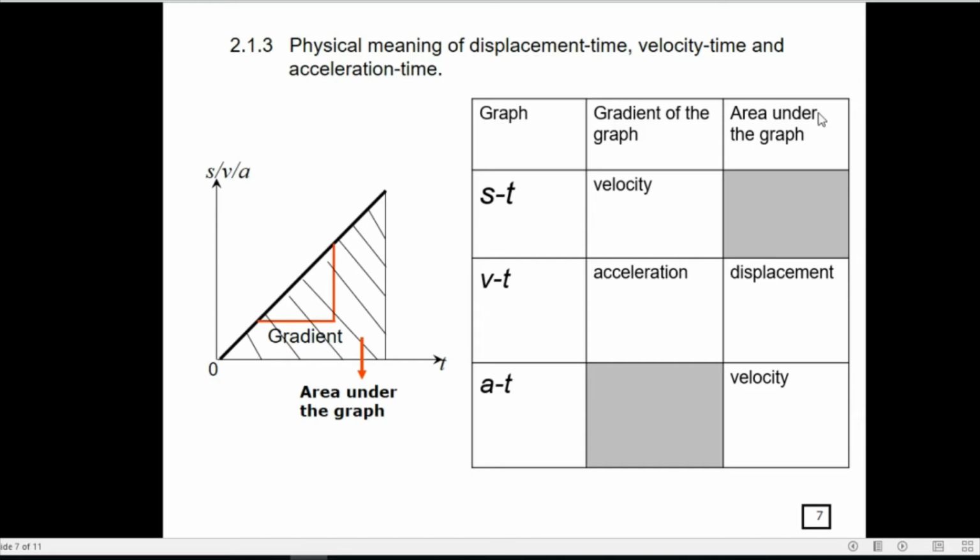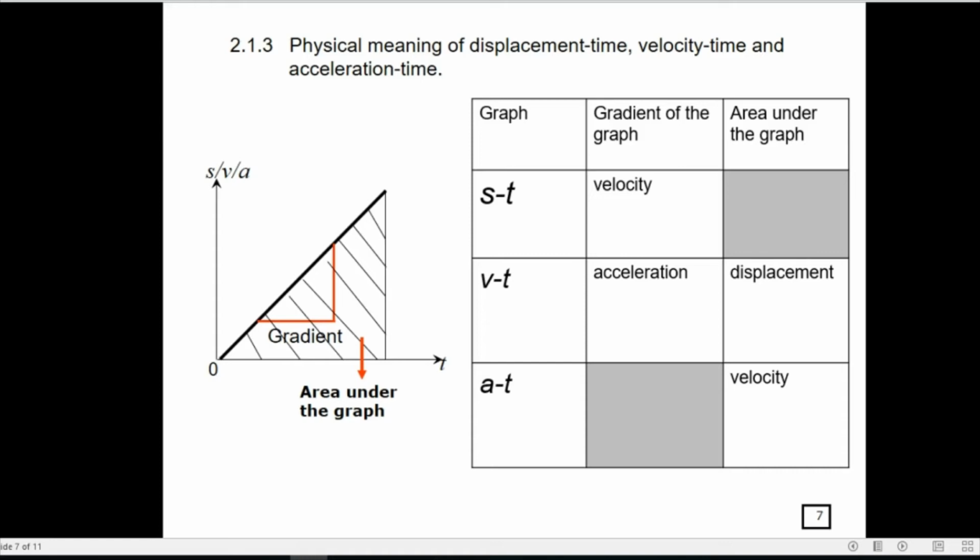Okay, so now think about the area under the graphs, s-t and a-t. Start with the displacement-time graph. The area represented by the graph has the shape of a right angle triangle. To think about the quantity represented by the area under the graph, you can think of the units as well. So this is the shape of a triangle. So think about the unit of the area of a triangle.